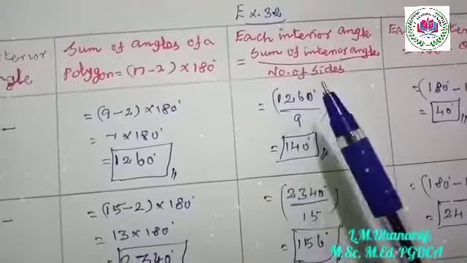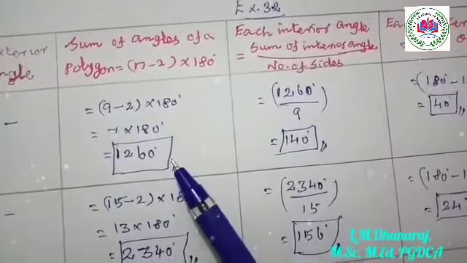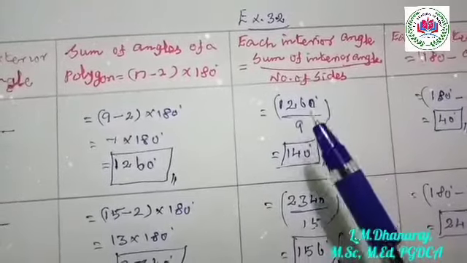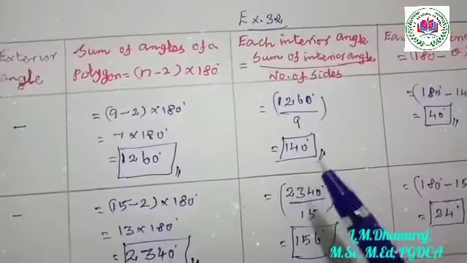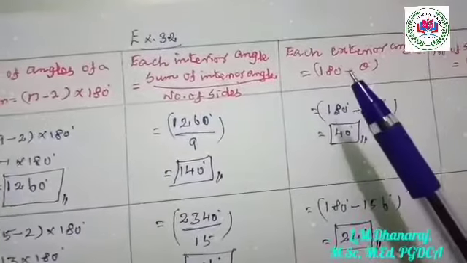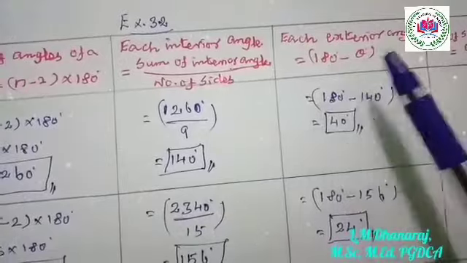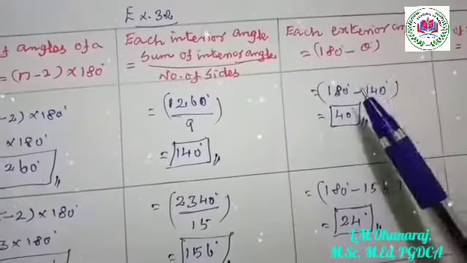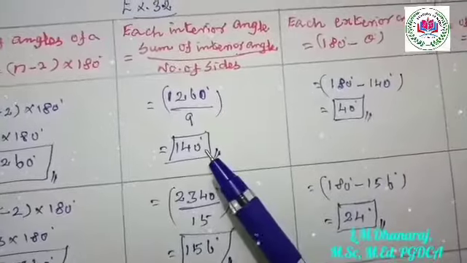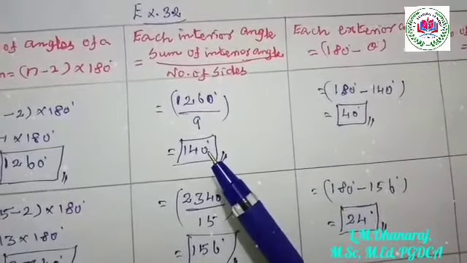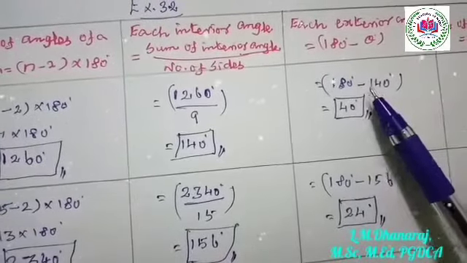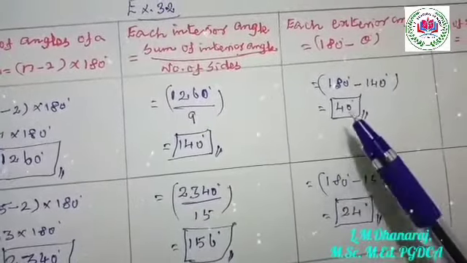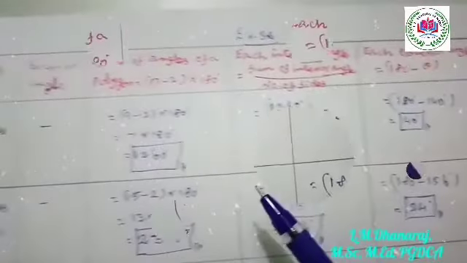And then the interior angle. The formula is the sum of interior angles divided by number of sides. So the sum of interior angles we have found is 1260, divided by 9. So when we cancel, we will be getting 140. Now we have to find each exterior angle, that is 180 degrees minus theta. So 180 degrees minus theta, where theta is the interior angle we already found, 140 degrees. So this 140 has to be replaced, that is 40 degrees.